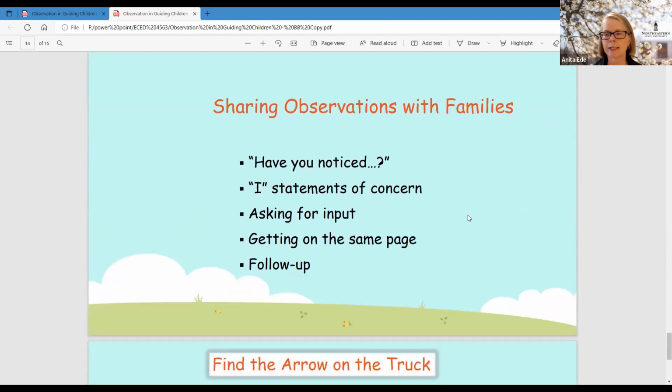Always use the I statement. I have noticed. I am concerned. I need your help with. Very important. Ask for their input. Get them all on the same page, and then follow up. Set a follow-up appointment or phone call to see how the situation is resolving.